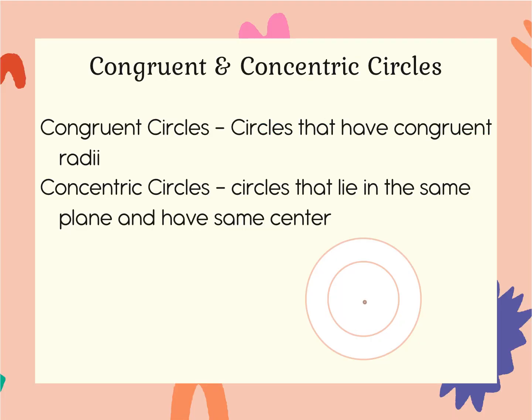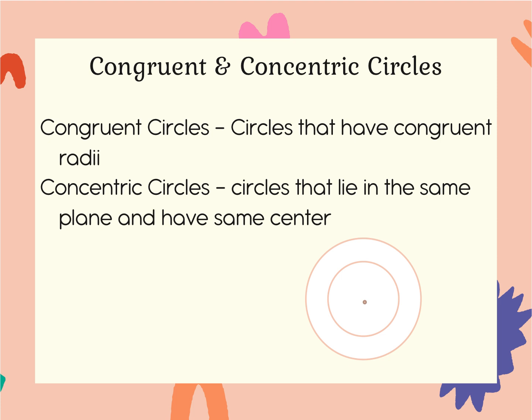All right, congruent and concentric circles. Congruent circles, circles that have congruent radii. So if I draw circles, they have the same radius. Okay, I could have multiple congruent circles. And then concentric circles, circles that lie on the same plane and have the same center. Does not mean they have the same radius.